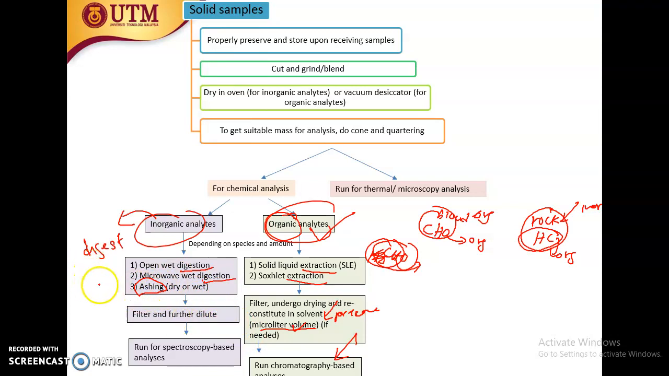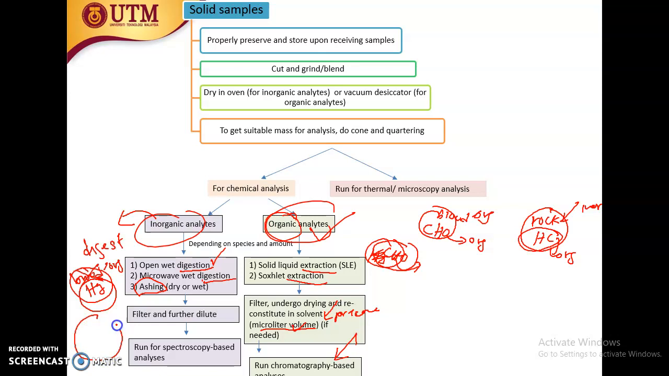This is in the case where, let's say, your sample is still blood. Blood is organic, right? It contains heavy metals such as mercury. So which one to use? You can use digestion. Why? Digestion can destroy blood, leaving out, meaning digest out, the mercury.